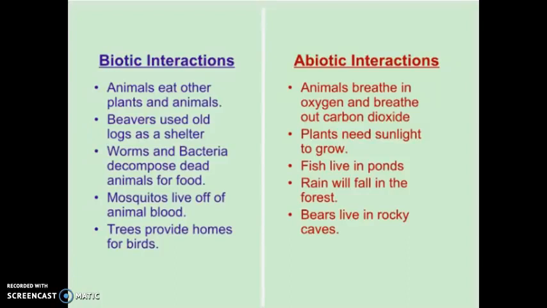Some abiotic interactions include the idea that animals will breathe in oxygen and breathe out carbon dioxide. Plants need that sunlight and warm temperature to grow. Fish will live in the water in ponds. We know that rain falls in the forest, which provides moisture for the trees to grow, as well as helps to fill the rivers, lakes, and streams in an area. Bears, we know, will live in rocky cave areas as well.